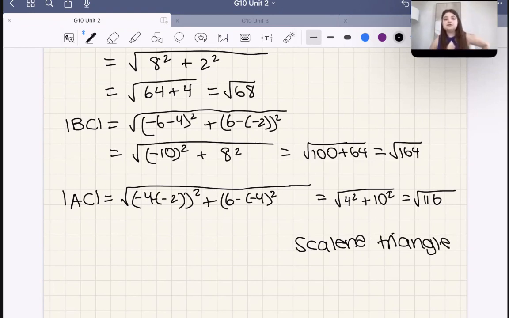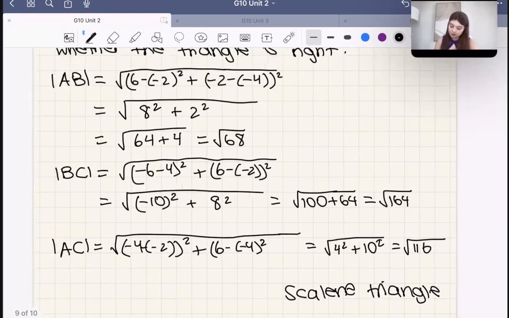Now, given that this is a scalene triangle, we actually don't know which angle could or couldn't be 90 degrees. Any angle could be a 90-degree angle, possibly, because it's scalene. So we need to check all 3 slopes. It's actually only really one slope calculation more than the previous one, but there is a little more work to do for this one because it is scalene. And there's 3 possibilities as opposed to just one possibility.